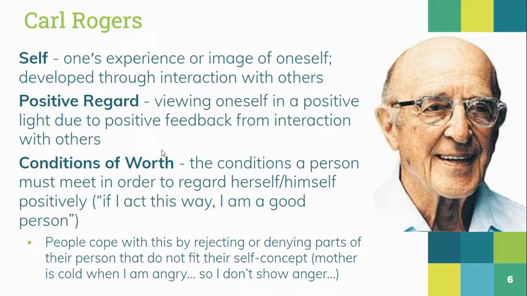So positive regard then would be viewing oneself in a positive light due to positive feedback from interactions with others. So if I'm getting that kind of positive feedback, I'm going to think of myself in a positive way. What happens if I'm getting negative feedback? If people are treating me like I'm some kind of a problem, if people are treating me like they don't want to talk to me or interact with me, then I'm not developing positive regard. And that's where things can go wrong.